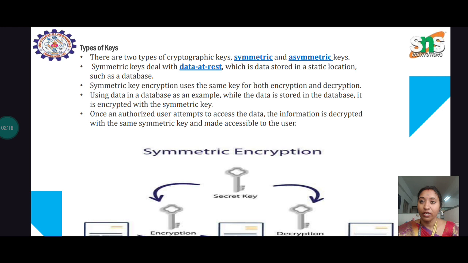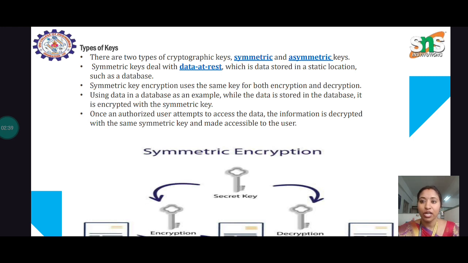There are two types of key: symmetric and asymmetric. Symmetric keys have a common key and asymmetric has different keys, like private and public. Symmetric keys deal with the data at rest, which is stored in a static state. Symmetric key uses the same key in both encryption and decryption. For example, data is stored in the database.